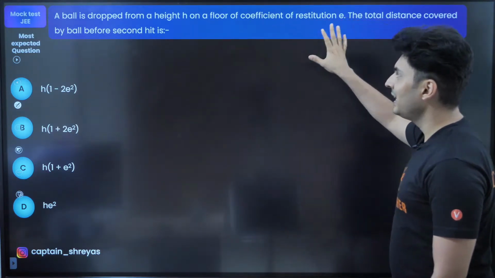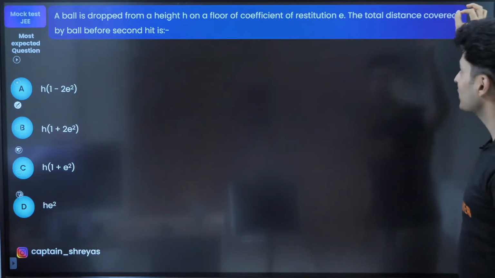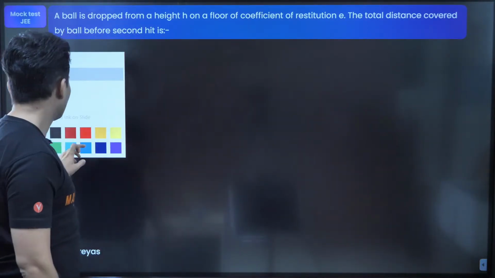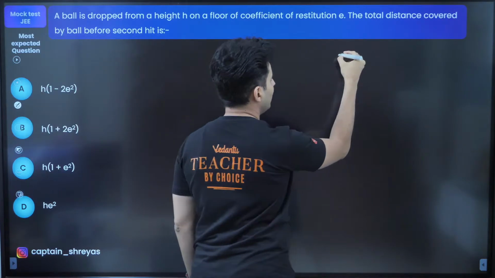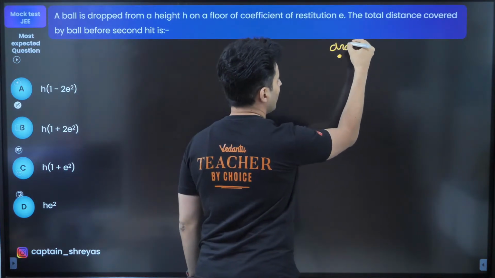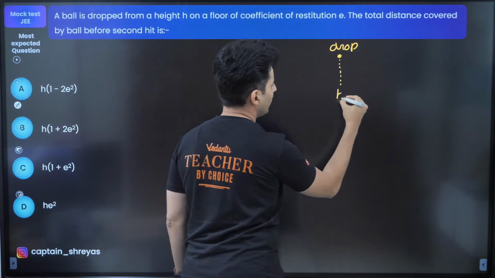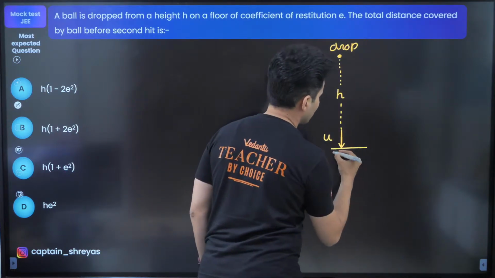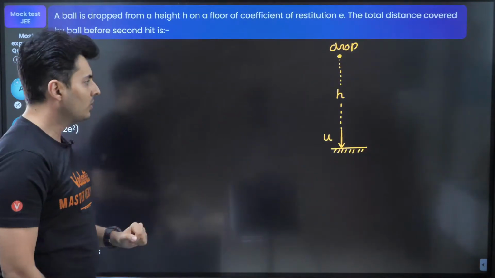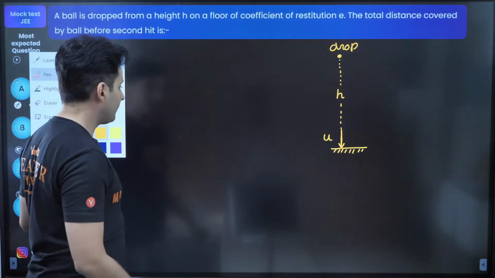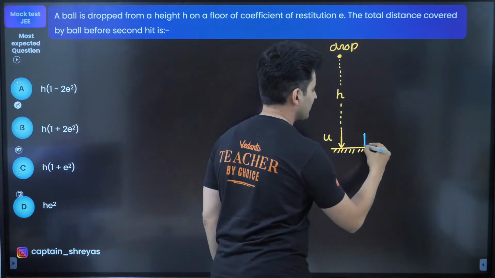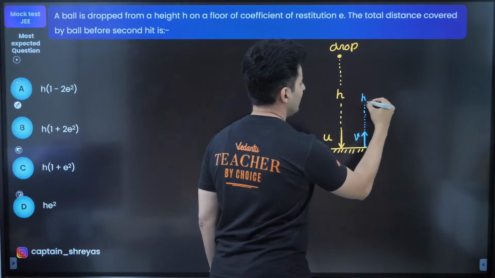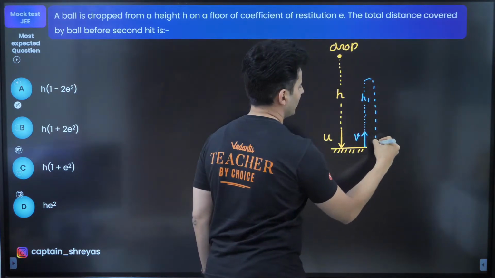A ball is dropped from some height on a floor. Coefficient of restitution is e. Find the total distance traveled by the ball before the second hit. Let's try to visualize. First of all, when you drop the ball from here, it falls by a height of h and it hits the ground with a speed of, let's say, u. This is the ground. Then it rebounds, but with a different speed, of course. The speed will be slightly less, let's say a speed of v, and then it goes up, maybe to some different height, only till here, and it comes back over here.